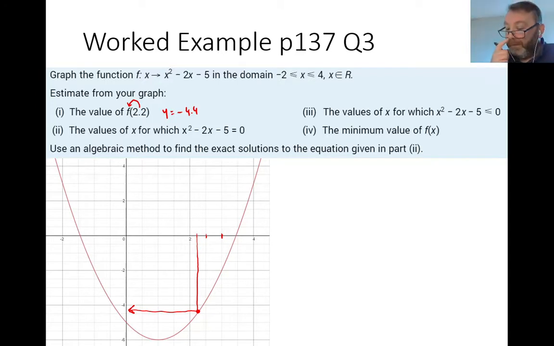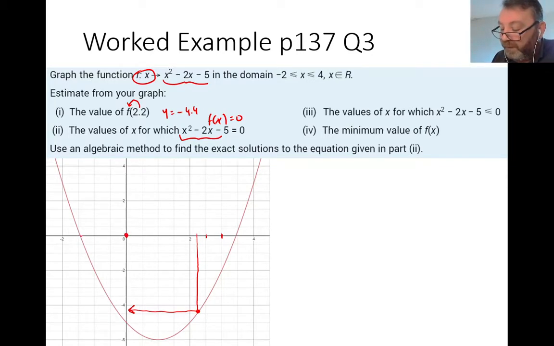Okay, part 2. Find the values of x for which x squared minus 2x minus 5 is equal to 0. Now, if you have your eyes in properly, you'll notice that that is exactly the same as the function. So what they're asking you is, where is f of x equal to 0? In other words, where does x give an output of 0? Well, there's the output of 0.